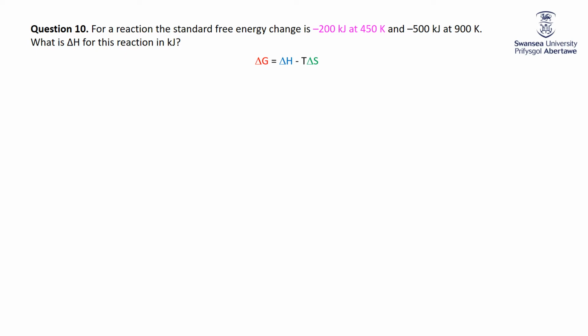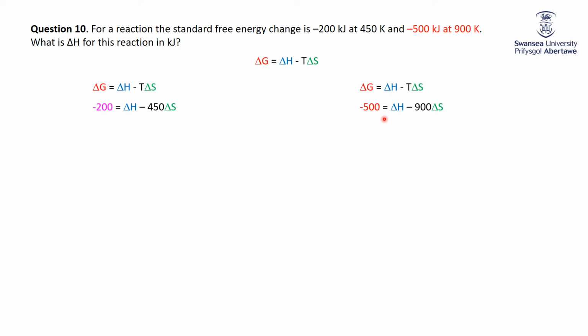Let's go first of all with the pink ones there. Delta G is minus 200 kilojoules at 450 K. Let's pop that in. Okay, minus 200 is delta H minus 450 times delta S, just popping that into here. Now let's think about the red conditions. Again, delta G minus 500, temperature 900. Pop those in there and we get this.